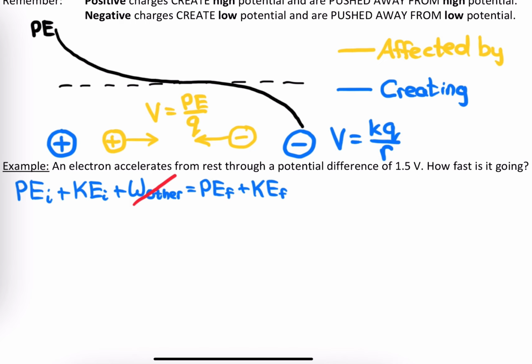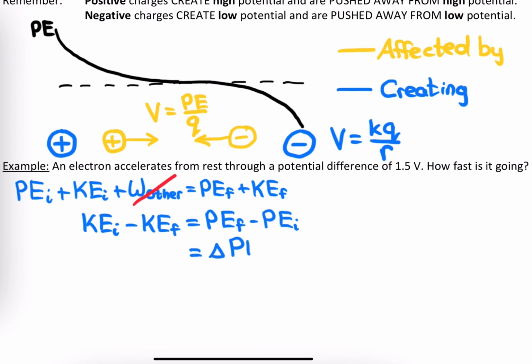Now, what I'm going to do here, because I think it'll make this formula a little more useful for us in this situation, is put all the potential energy terms on the right-hand side and all the kinetic energy terms on the left. So now you see on the right here, we have final potential energy minus initial potential energy. Well, final minus initial of anything is just the change in that thing. So this is change in potential energy. And on the left side, we have initial minus final. That's backwards, so that's the opposite of the change. It's the negative of the change.